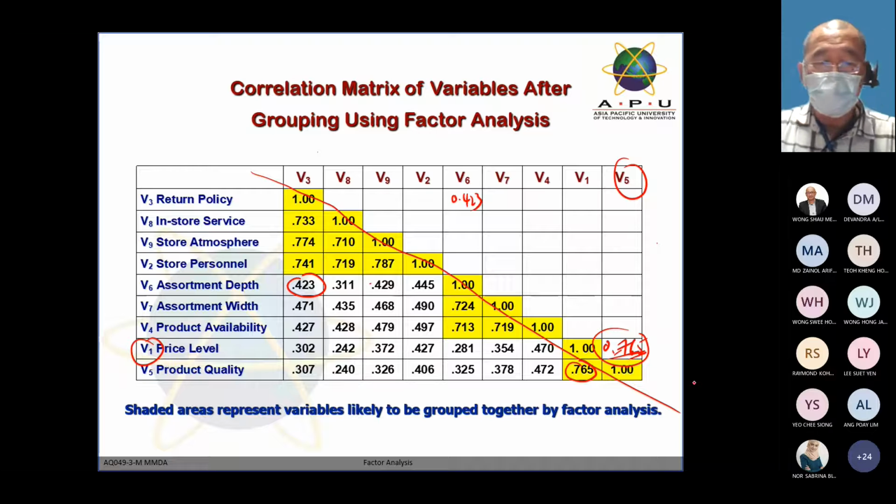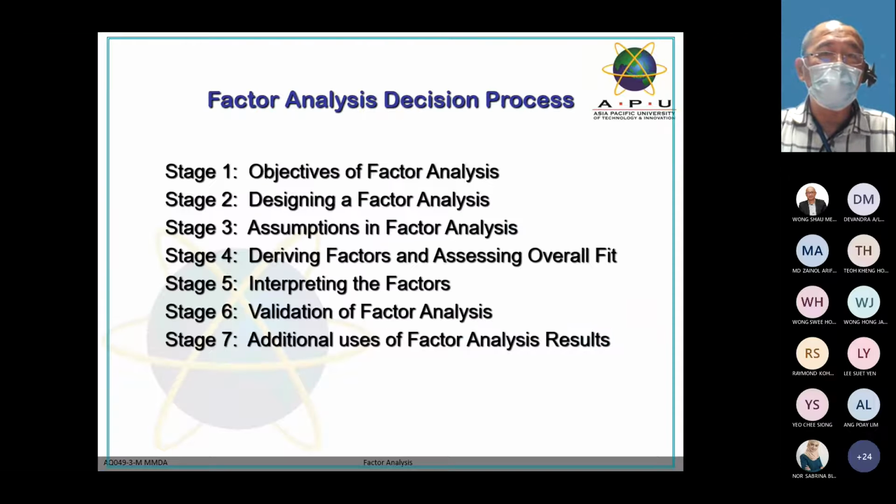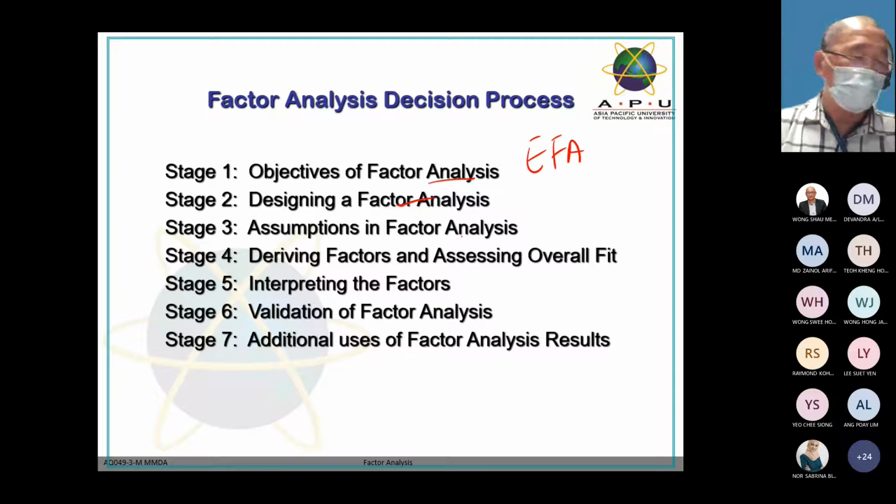Okay, so we are done for this part. Now we see next. This is the factor analysis decision process. You must determine the objective. Basically, it's more to EFA, exploratory factor analysis, which we discussed a bit in the previous classes.